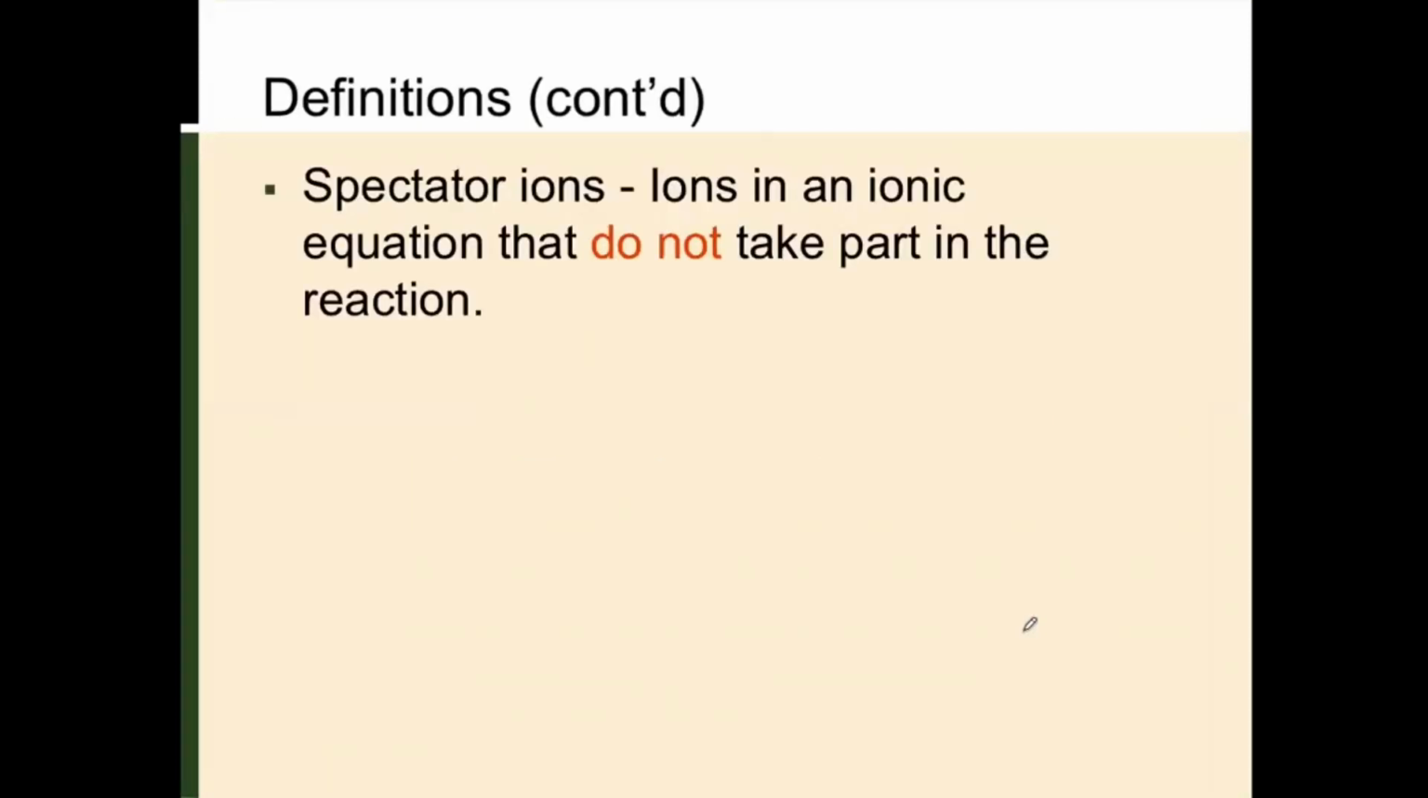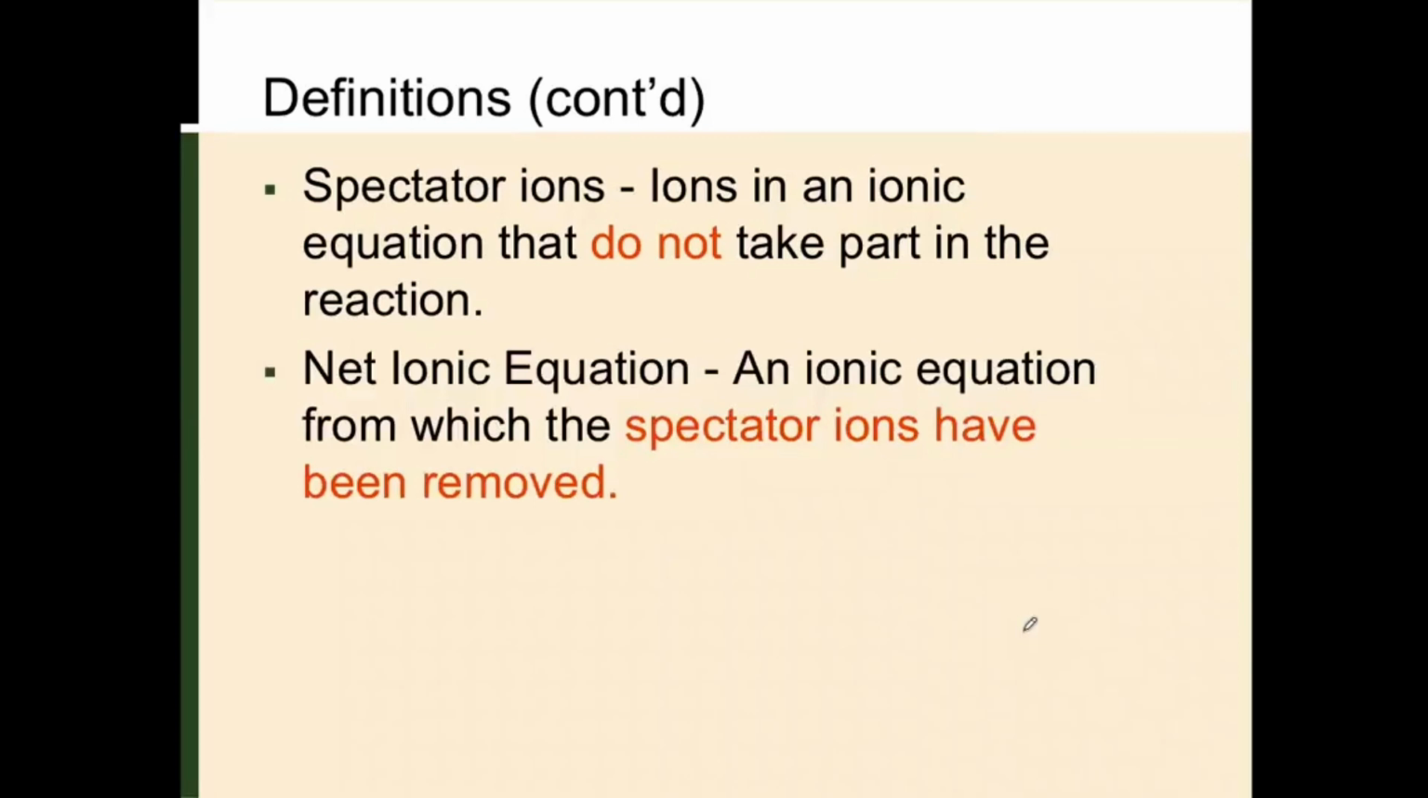Spectator ions are ions in an ionic equation that do not take part in the reaction. So thinking back to our calcium chloride and our sodium hydrogen carbonate reaction, the spectator ions there were the sodium and fluoride, because they didn't actually participate in the reaction in any meaningful way. The net ionic equation is an ionic equation from which the spectator ions have been removed.